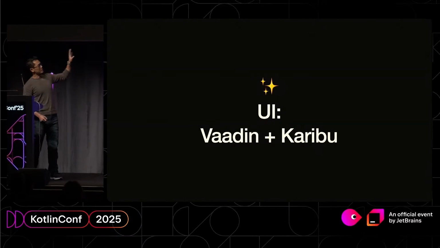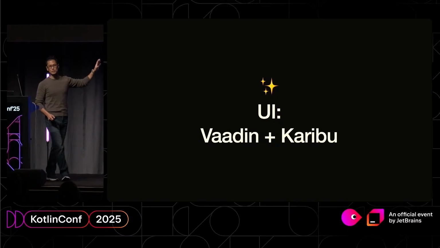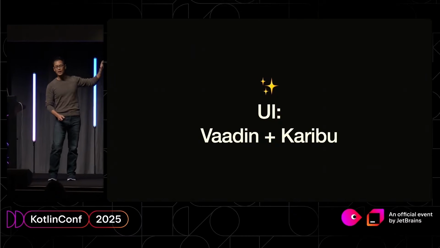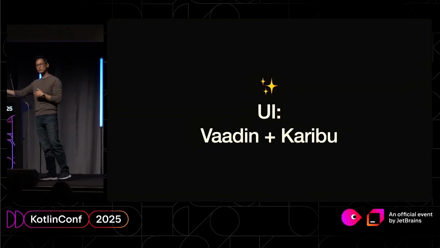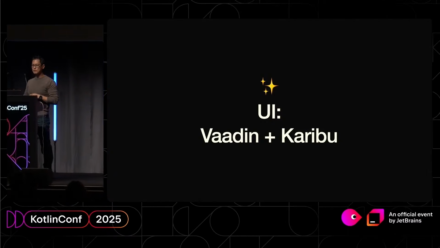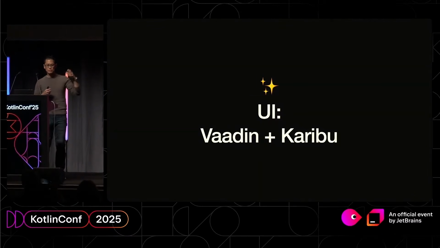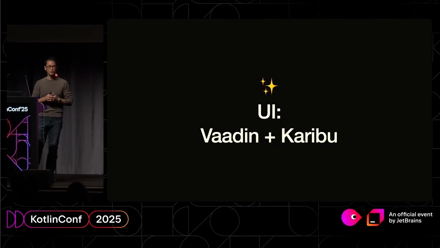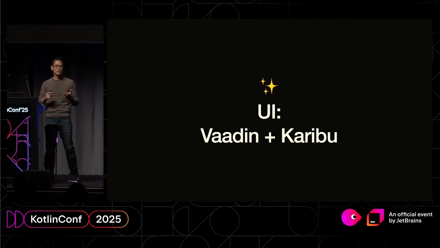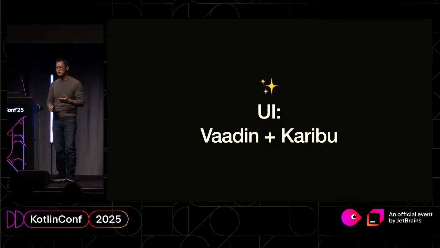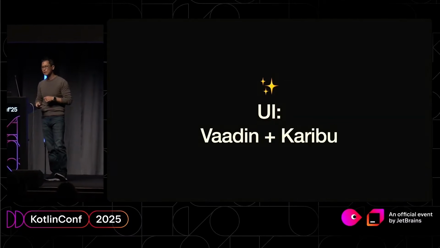The UI is where a lot of the magic happens, and these are two frameworks that you probably haven't heard about. One is called Vaadin, and then Karibou is built on top of that. These are the key frameworks that are going to help us do a lot of the UI heavy lifting. Vaadin specifically is a server-side framework that has a bunch of pre-built components. It does all the heavy lifting of writing the HTML, CSS, and JavaScript that help create that SPA.